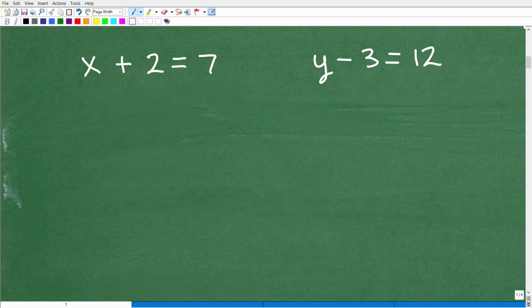But what I'm interested in is not so much... well, of course, I'm interested in you having the correct answer, but it's really the process you're taking and your understanding of basic equations. So let's go ahead and review some real fundamental things about equations.